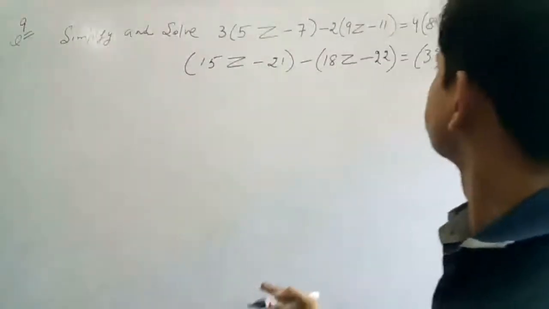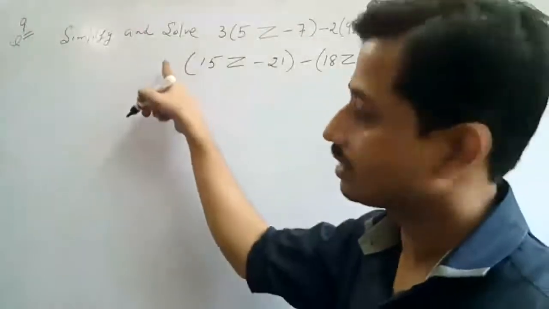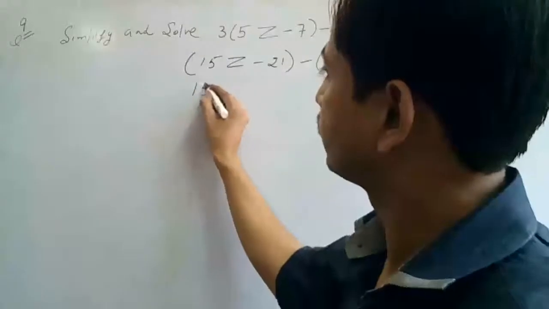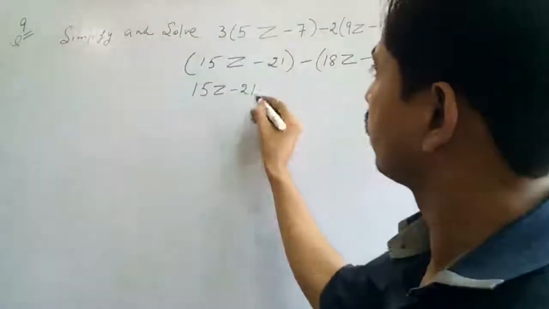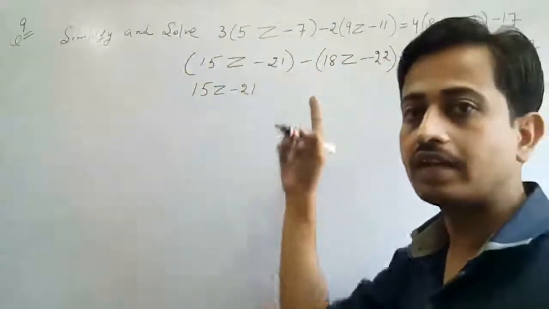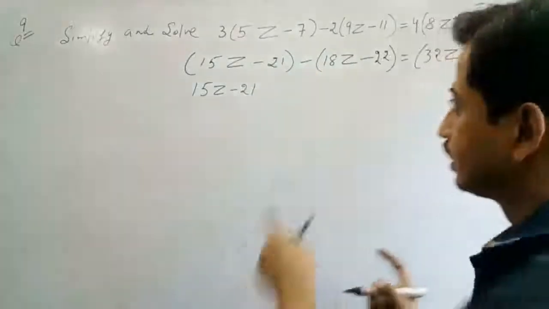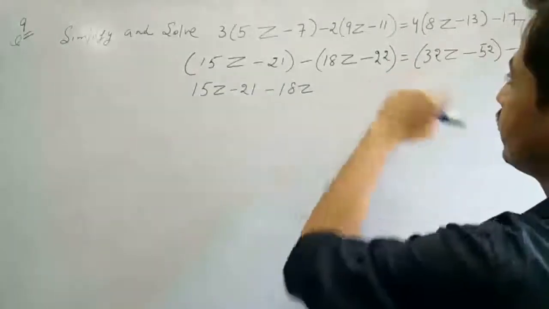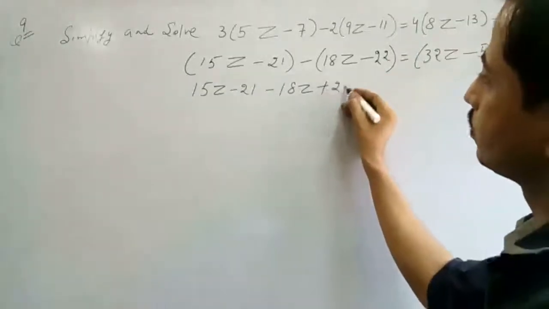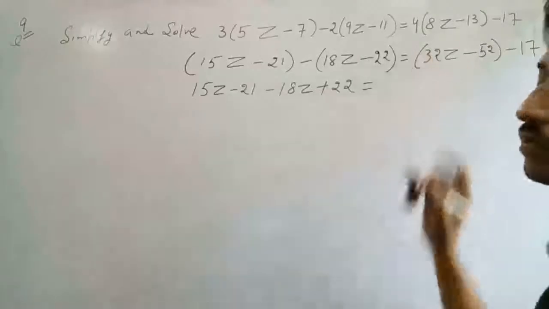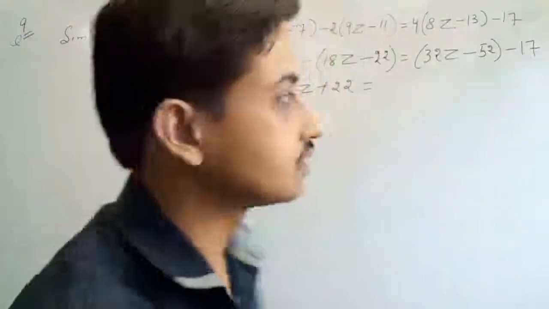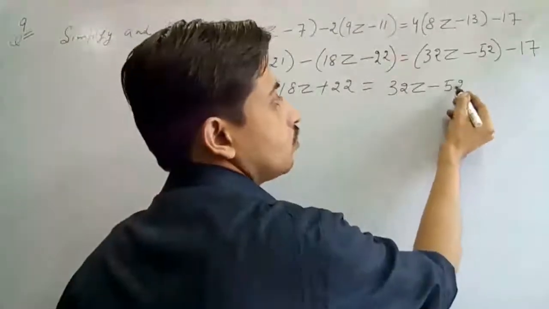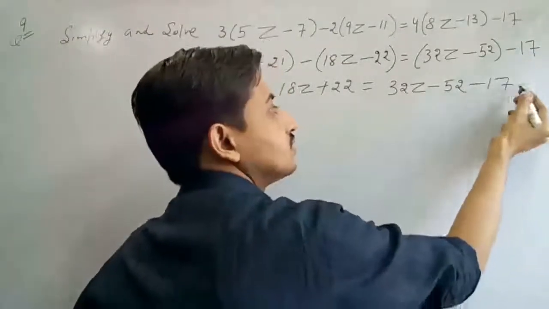Now solve this. Do open the bracket. Here the sign is positive, so we write all the terms as it is. 15z minus 21. But the sign here is negative, so we have to change the sign of all the terms. Here the 18z is positive, we have to make it negative. This 22 is negative, we have to make it positive. Same here, the sign is positive, we have to write the terms as it is. So I am writing 32z minus 52, and this negative 17 as it is.